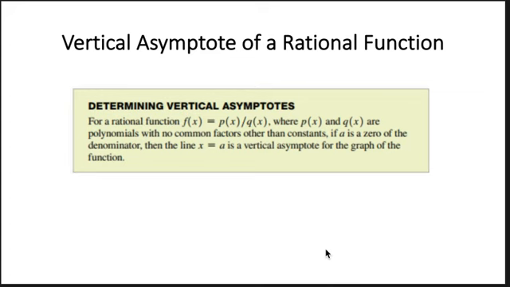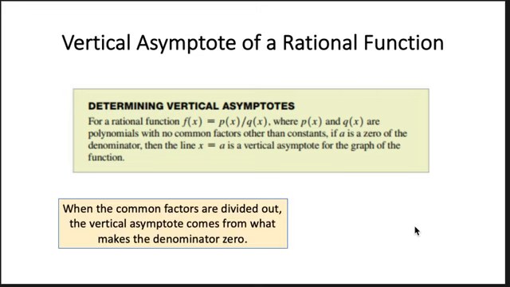For a rational function f of x, which is defined, remember, from our previous screencast, as the polynomial function p of x divided by q of x. Now, in this specific definition, it says p of x and q of x are polynomials with no common factors. That's important. If a is a zero of the denominator, then the line x equals a is a vertical asymptote for the graph of the function.